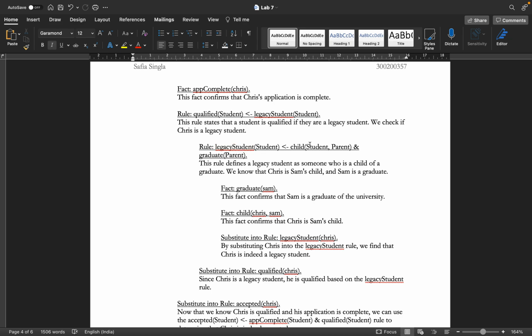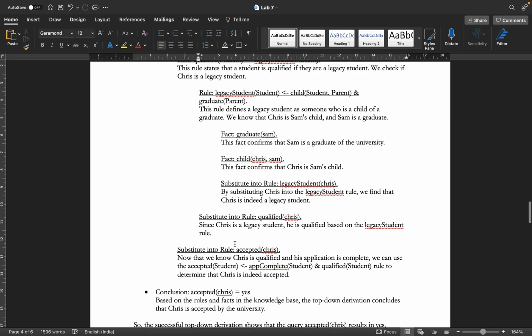To check that, we need to be sure that he is a child of someone who has graduated from the same university. We know for a fact that there's a person named Sam who has graduated from this university, and that Chris is the son of this same person, Sam. So substituting these two facts into this rule, we know that yes, Chris is a legacy student.